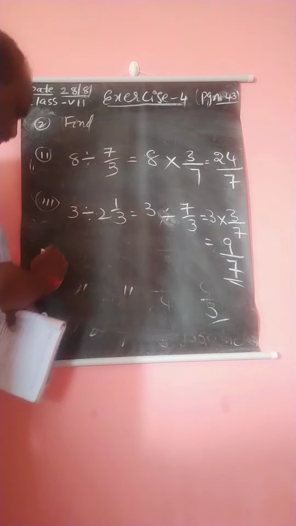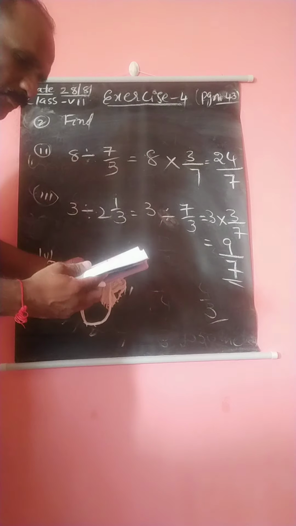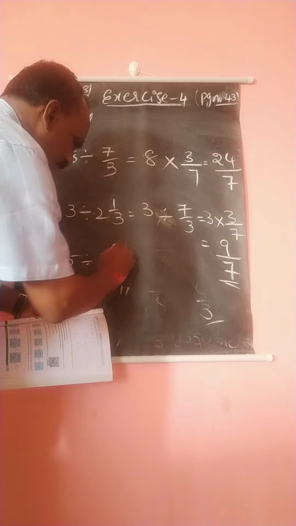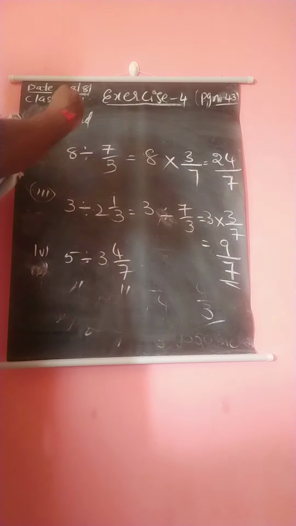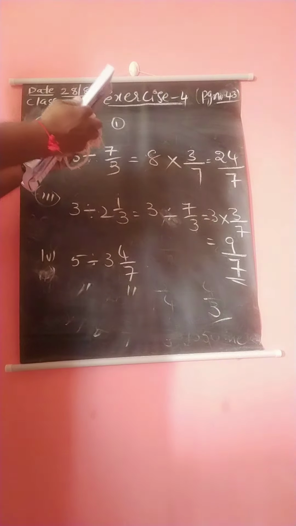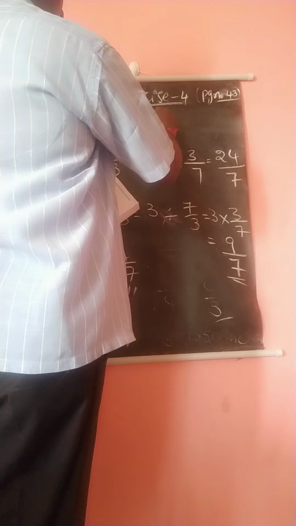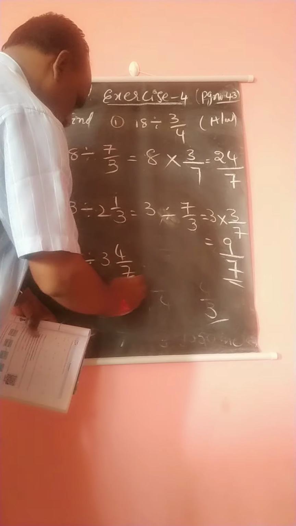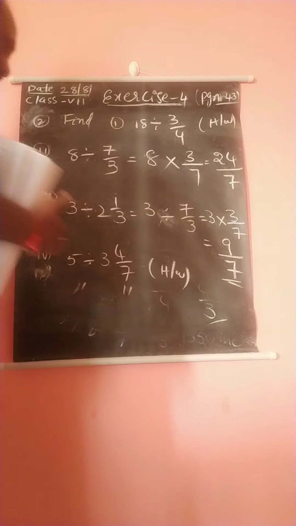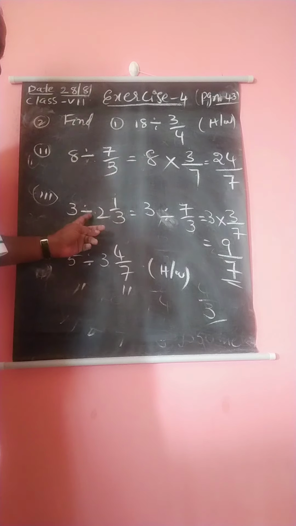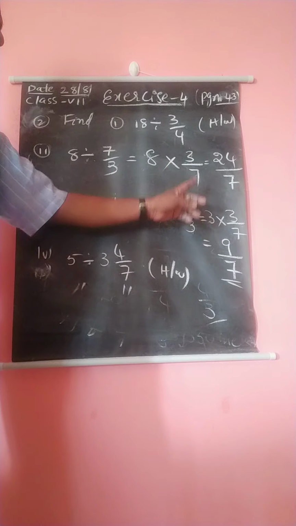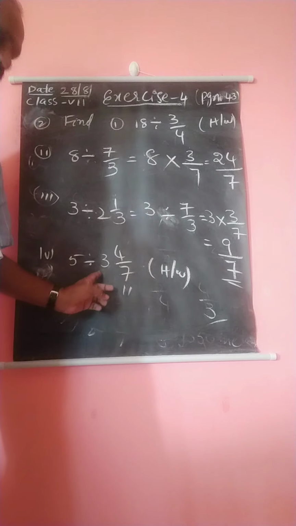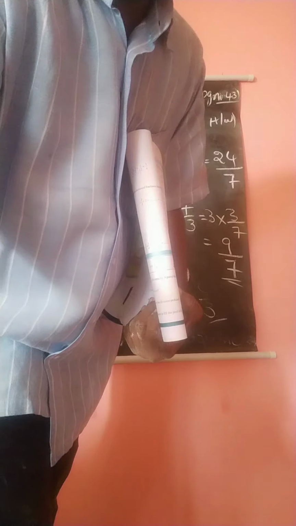Okay children, and the fourth problem is homework. I will give that one. 5 divided by 3 4 by 7. 3 4 by 7. You can change the fourth problem. And the first problem is 18 divided by 3 by 4. This is also homework. First and fourth problems are homework. The second and third problems I told you here. Through this one, you can do the first one and fourth one. Okay children? Nice. Thank you very much.